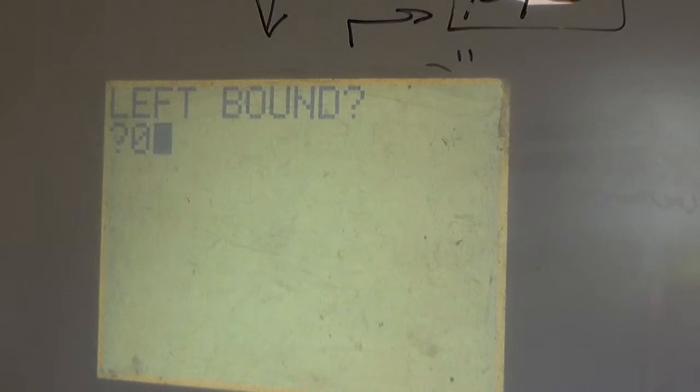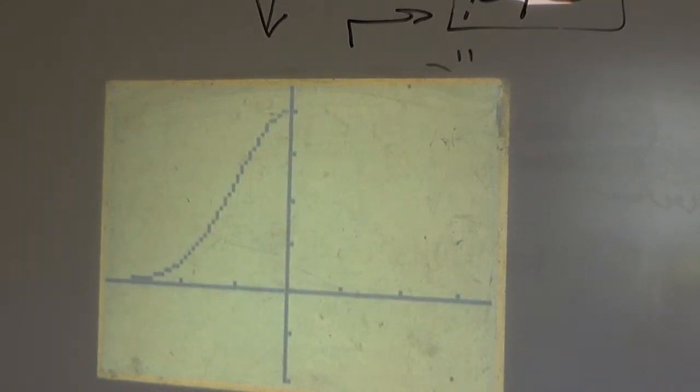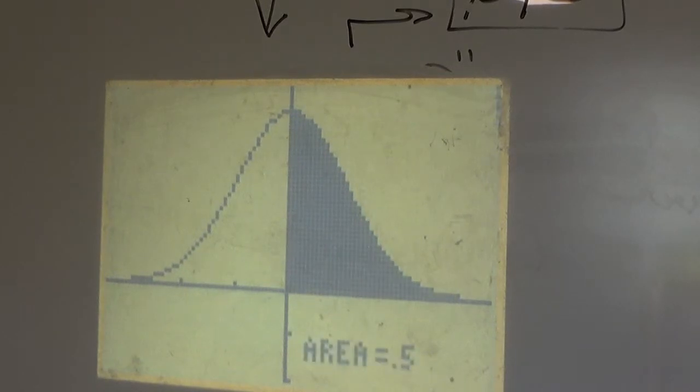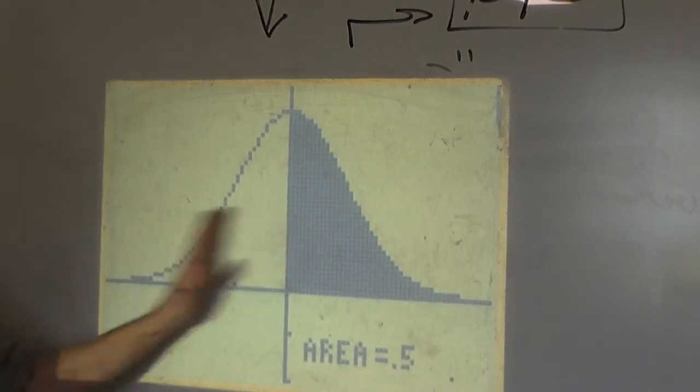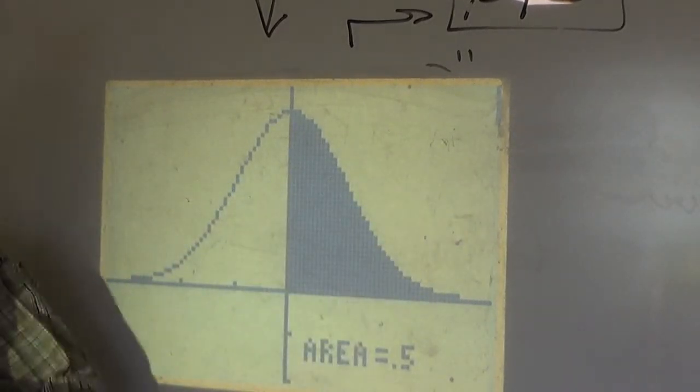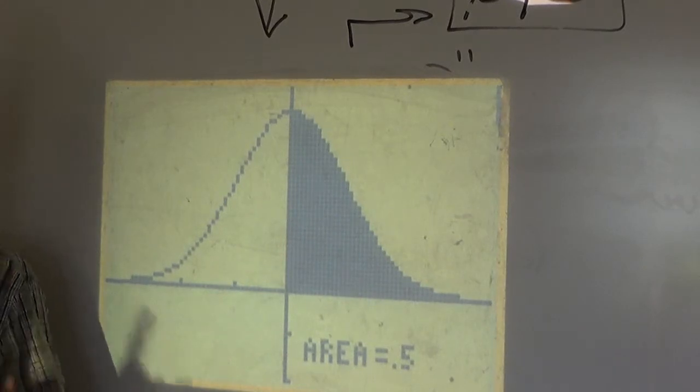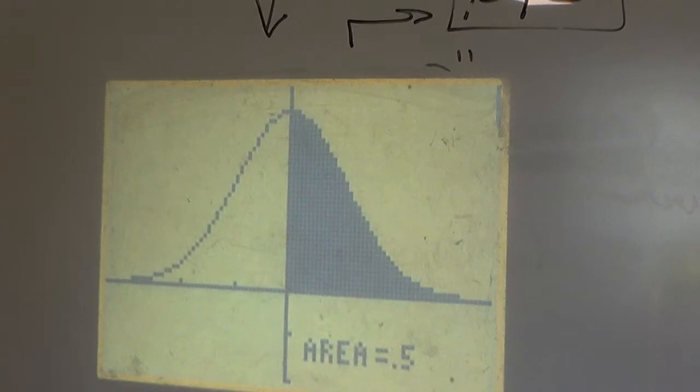So left bound is now 0, off to infinity. Let it do it for you. It's going to draw the curve, shade the half. You know what the answer was already though, didn't you? The answer was going to be 0.5, because if half the curve is left of 0, half the curve has to be right of 0. It's symmetric. Making sense? Ish. Run a few more of those lefts and rights.